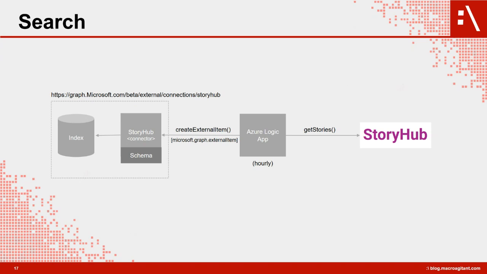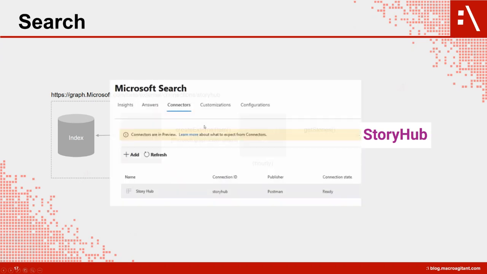So the Microsoft Search API is currently in preview, and the first step really is to create a connector in the Microsoft 365 Admin Center. We created a connector that represented the external system that we're getting information from, in this case StoryHub, and we then had to define a schema for that connection. You do this via the admin portal.